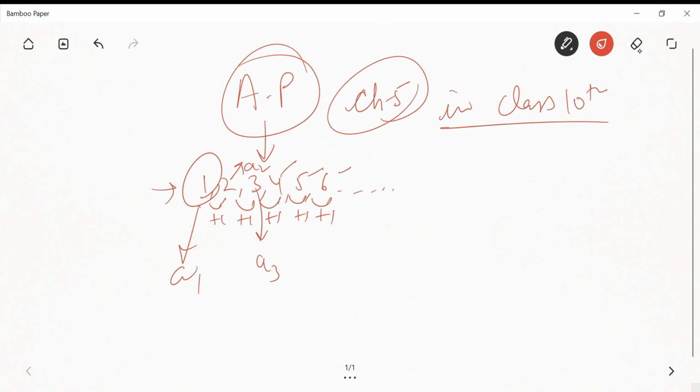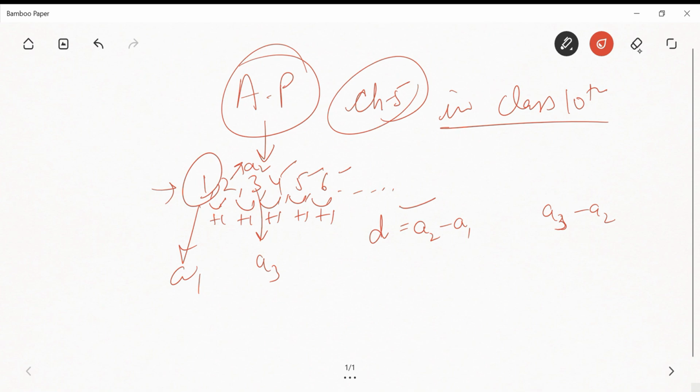Now, how to find out the common difference, that is d. So a2 minus a1, that means second term minus first term, gives the common difference d, or you can say a3 minus a2. So the difference between two consecutive terms is your common difference.